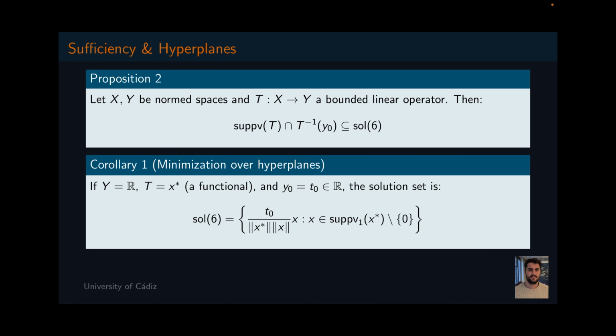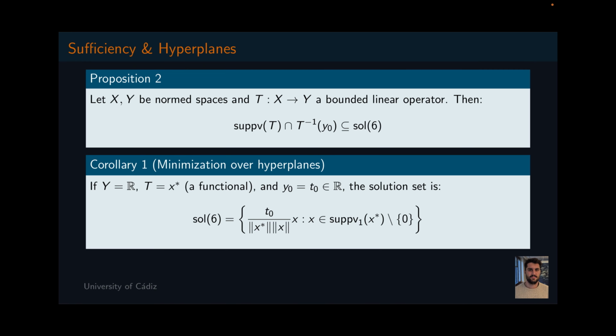So, practically speaking, how do we find these minimum norm elements once we are in problem 2? Proposition 2 gives us a highly powerful geometric sufficiency condition. It tells us that if a vector is a supporting vector of T and it simultaneously satisfies our physical constraint T of x equals y0, then it is absolutely guaranteed to be a solution of the minimum norm problem.